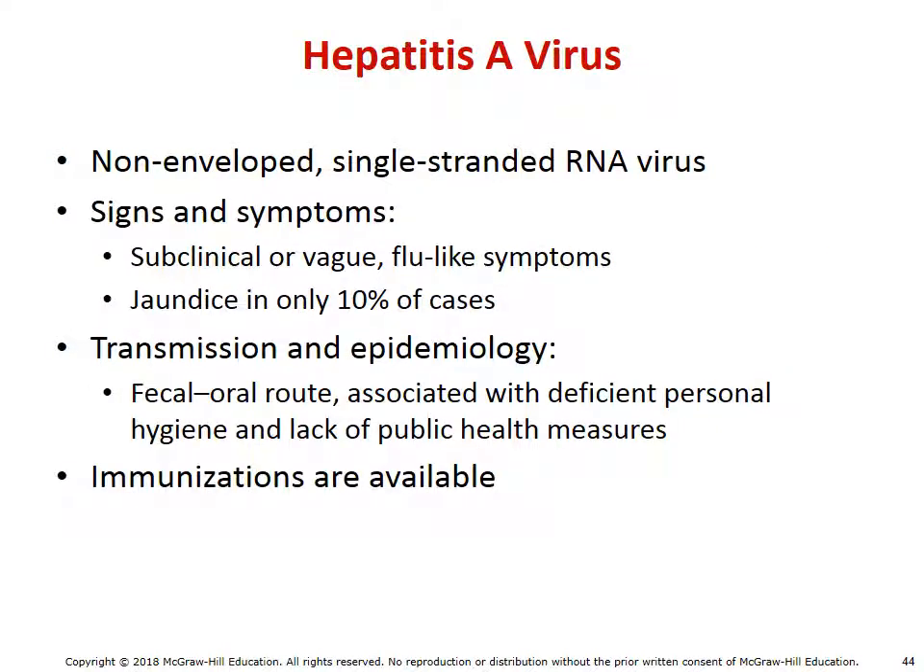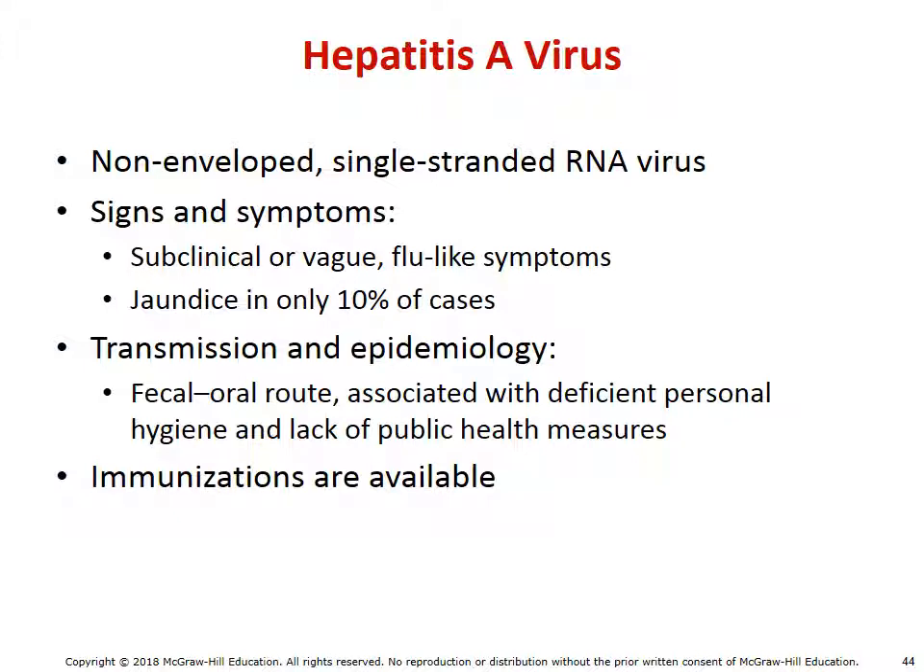Hep A is going to be a non-enveloped single-strand RNA virus that has very vague or minor symptoms. Again, many of them kind of flu-like, and typically doesn't present with jaundice. And so the idea is many people aren't really that aware that they have Hep A. What's interesting about Hep A is it's actually transmitted via the fecal-oral pathway. So we see outbreaks associated with food preparation, like Red Robin.